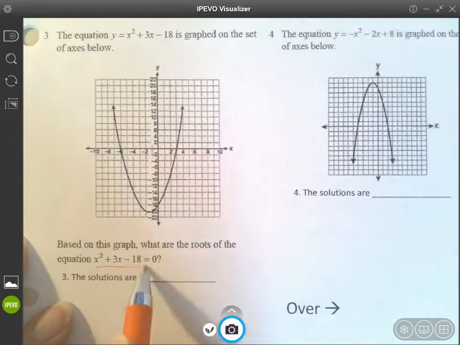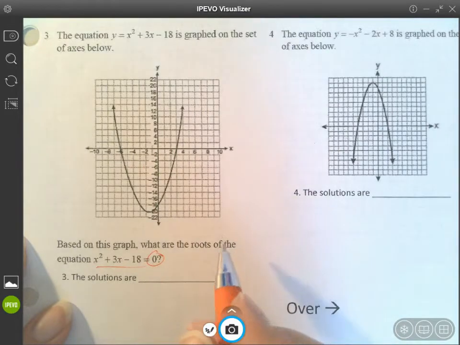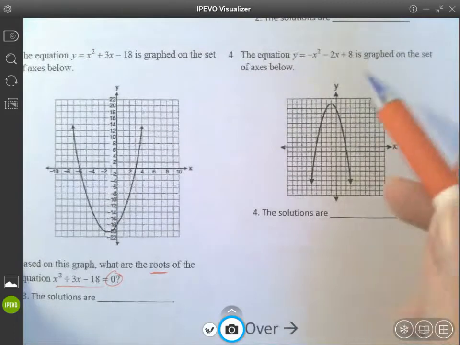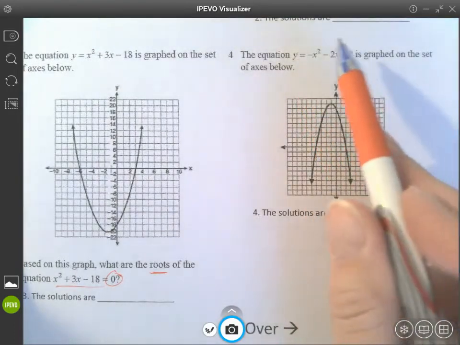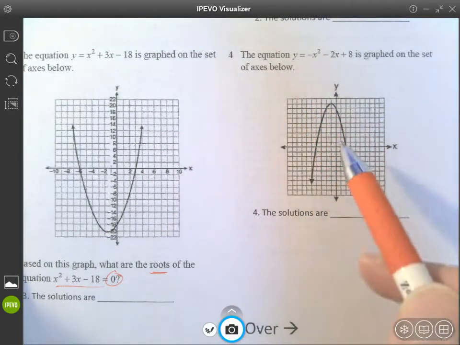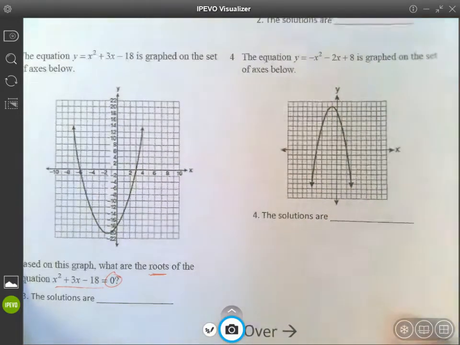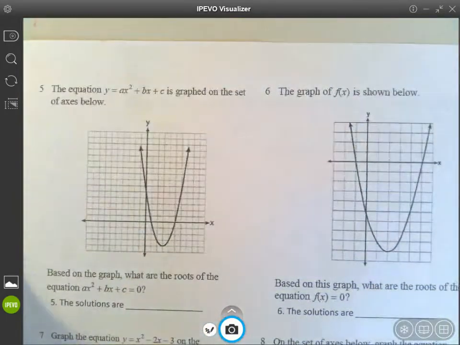Notice that they took that same equation and they replaced the y with the 0. The roots are basically asking you for the x-intercepts. Same thing on here. You don't have to graph it, but they are giving you the equation. It's pre-graphed. So seeing the words like roots or zeros, they're all asking you to find x when y is 0.